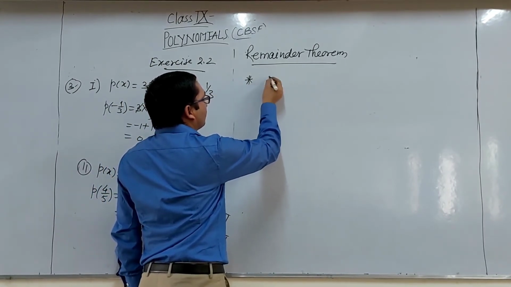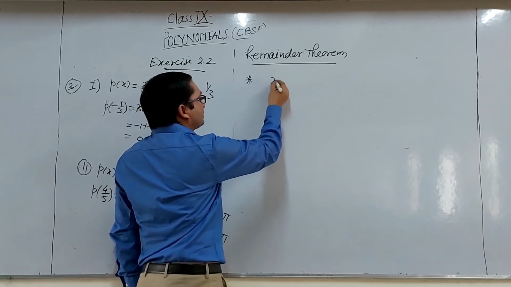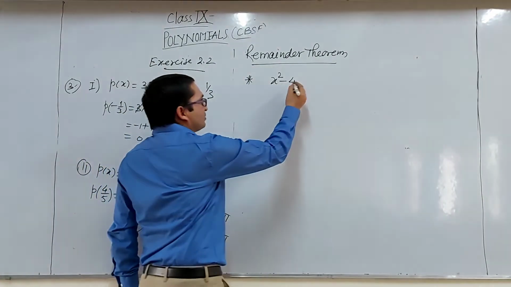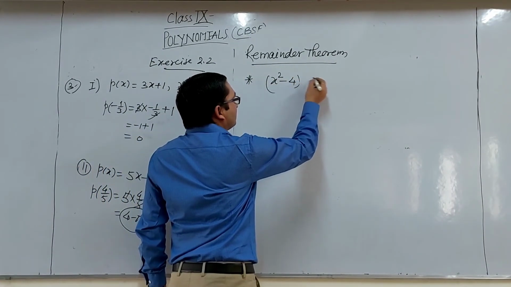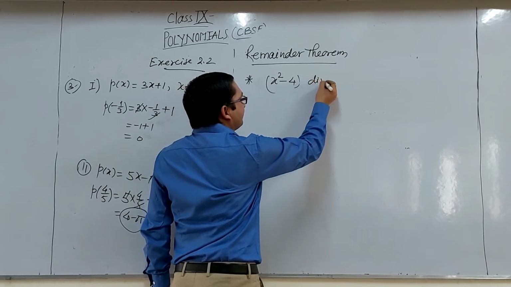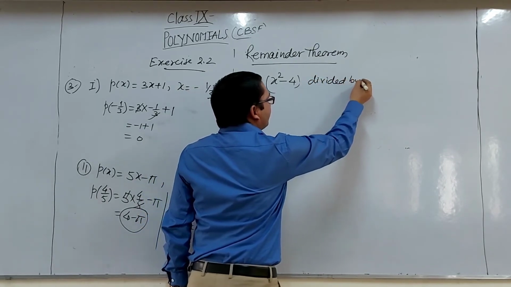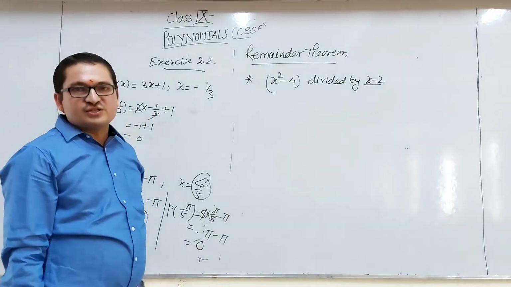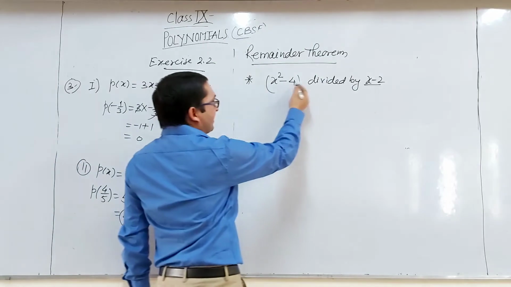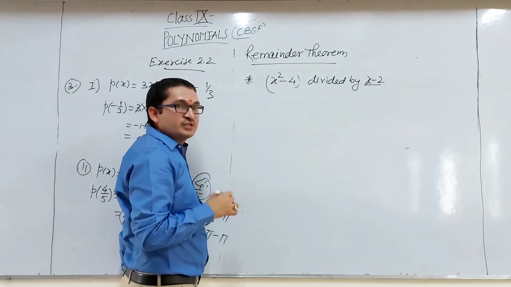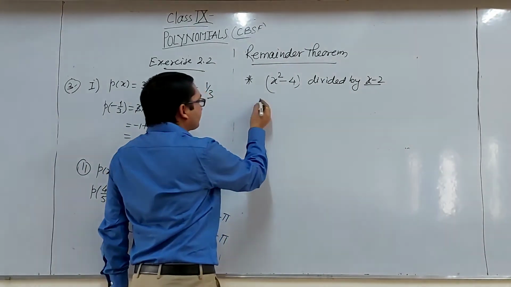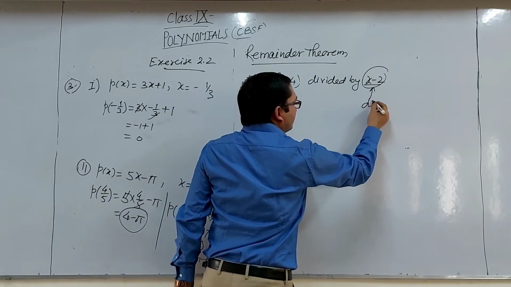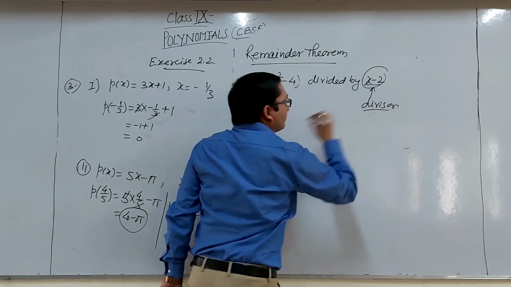Okay, suppose I am giving one example. x squared minus 4 divided by x minus 2. You have to find the remainder. You are dividing x squared minus 4 by x minus 2. So what's the remainder? How to do it? Just you need to find, this is the divisor.